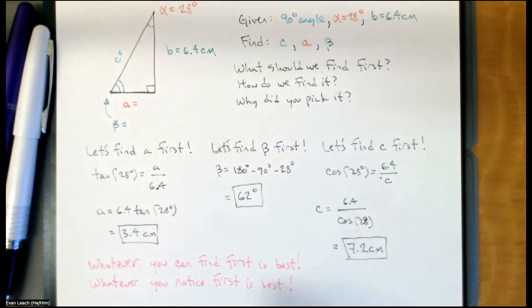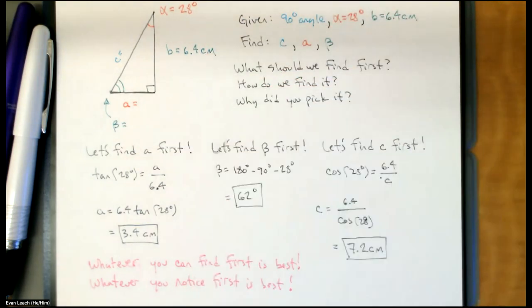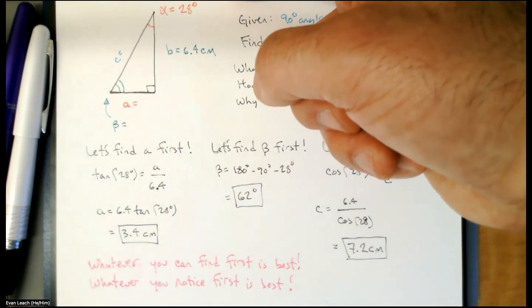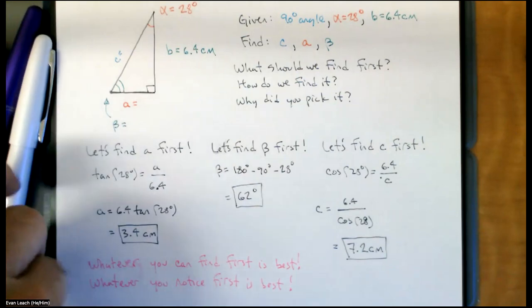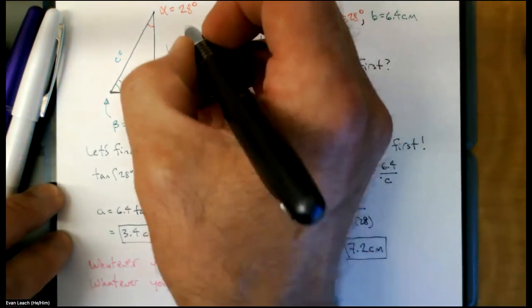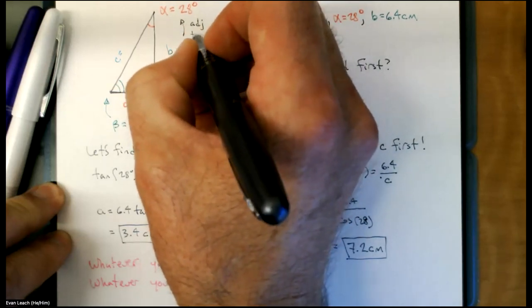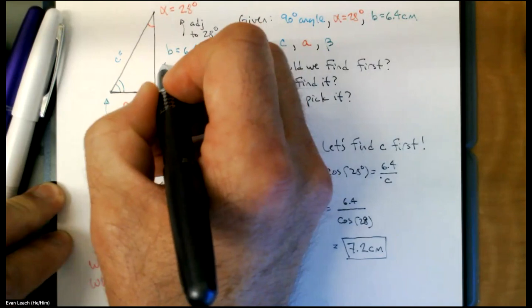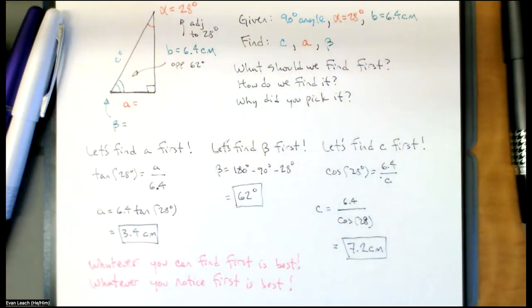So if we want to use the 62 degrees, we look at the 6.4 and we say that is opposite the 62-degree angle. But it's adjacent to the 28-degree angle. So this 6.4 is opposite the 62 and adjacent to the 28. So if we have the 62-degree angle, I would read the 6.4 as being opposite.